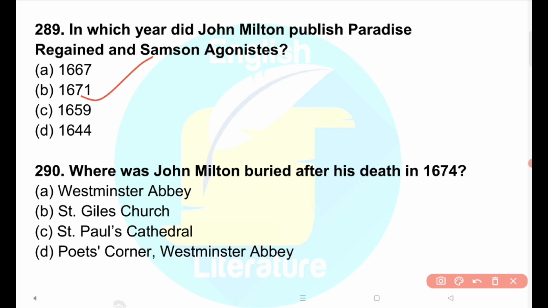Where was John Milton buried after his death in 1674? Option B, St. Giles Church. Milton died on 8 November 1674 and was buried in St. Giles Cripplegate Church, London. This church still holds a memorial for Milton.